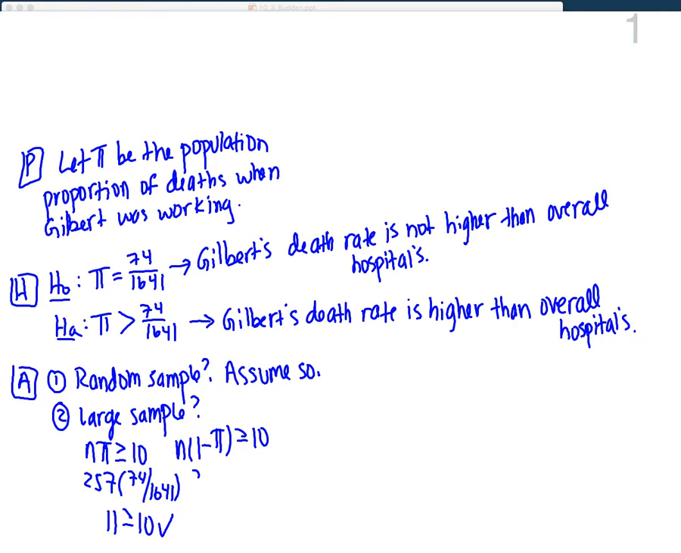So this is 257 times 1 minus 74 out of 1,641. That's 246 about, which is certainly greater than or equal to 10. So a large sample, I'm going to say yes. See below.